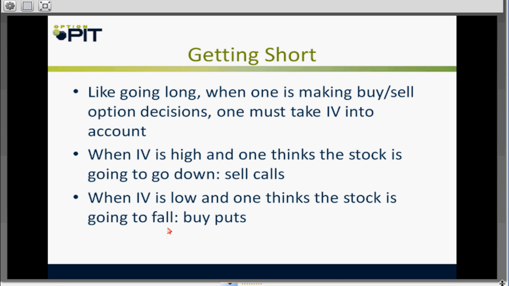All right, so getting short. Like going long, when one is making buy-sell option decisions, one must take IV into account. So, when IV is high and one thinks the stock is going to go down or not go up anymore, all right, you sell calls. Right on with what the previous person had. All right, so then when IV is low and one thinks the stock is going to fall, you buy puts. Very simple. I'll show you a couple of charts there.